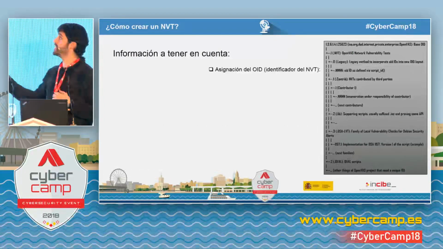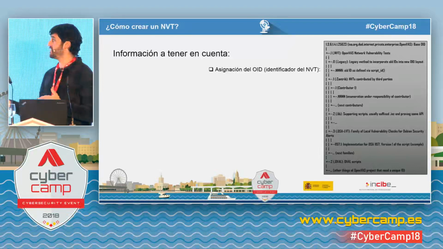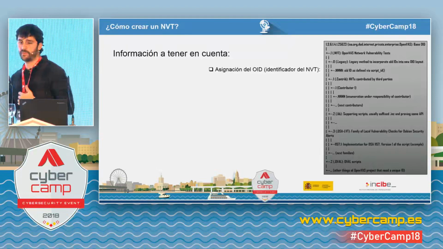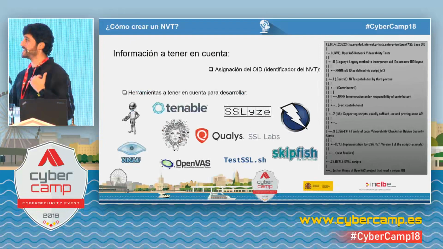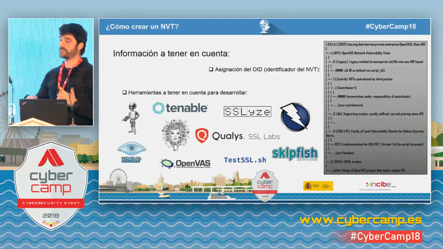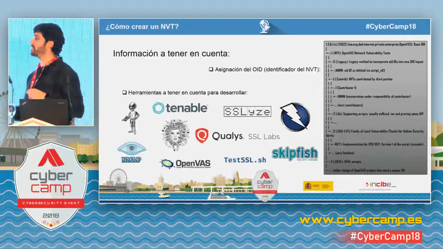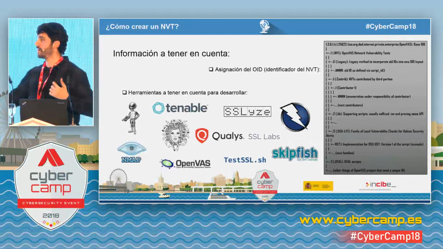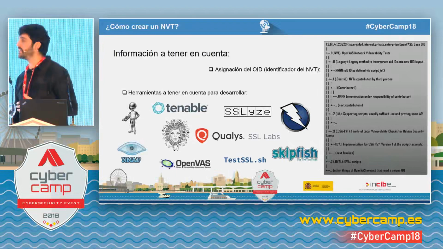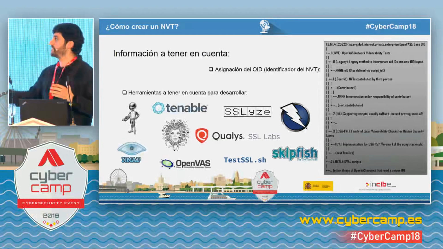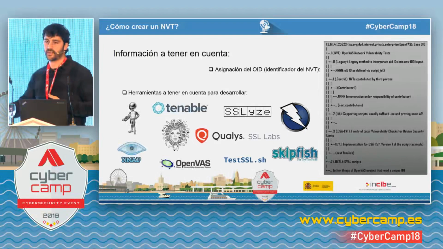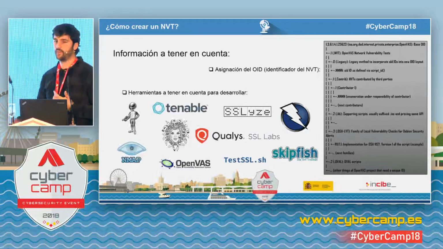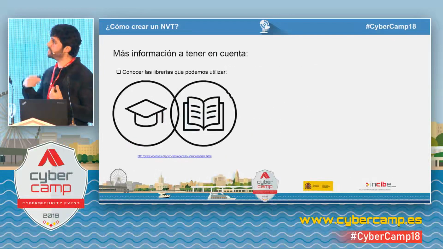Information to be taken into account. There is an identifier. So this is the structure for you to create your NVT. I just don't have time to go into greater detail. And now, tools that are to be taken into account to develop an NVT. Well, you may use OpenVAS, Tenable, again, scripting language. So they all have this scanning option. The idea is to scan and to get your information.